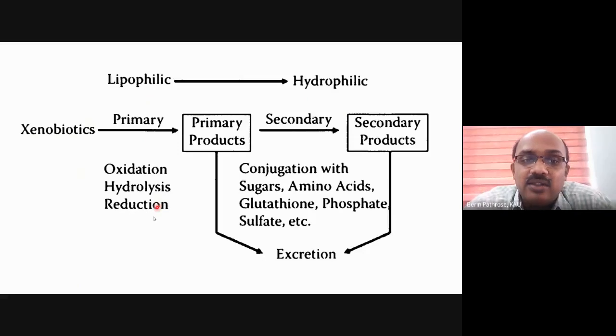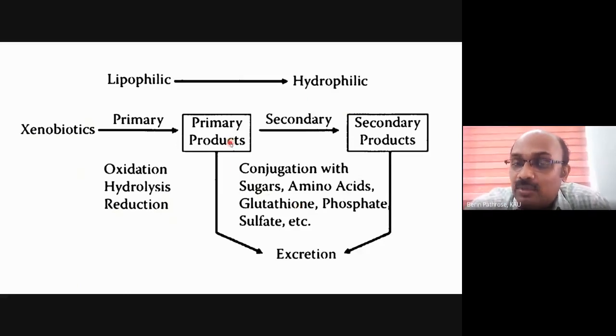The oxidation, hydrolysis or reduction reactions happen and lead to the formation of primary products. These oxidation, hydrolysis and reduction reactions are phase one reactions. And these primary products get conjugated with compounds present in the body itself, such as sugars, amino acids, glutathione, phosphate, sulfate, etc. These materials are present endogenously in the body itself.